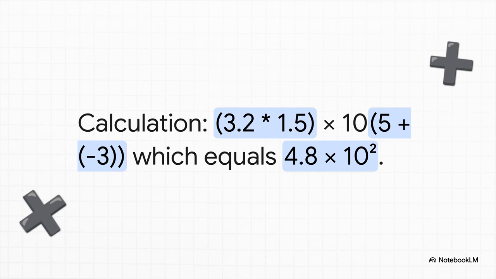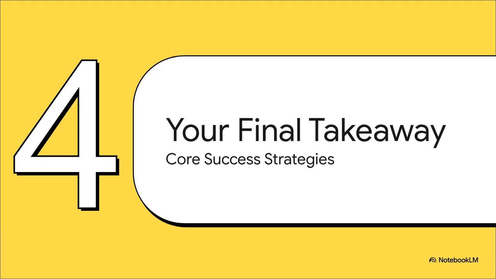Easy enough? Then we take the exponents, which are 5 and -3. We just add them. 5 plus -3 is 2. So we just put those two pieces back together, and we get our final answer. 4.8 times 10 to the power of 2. See? Not so bad.